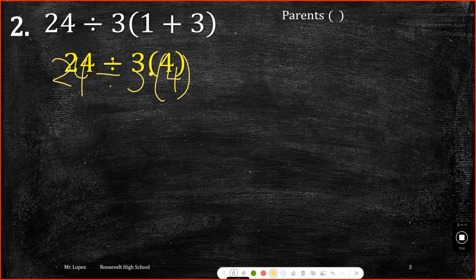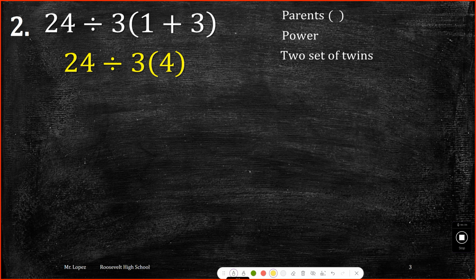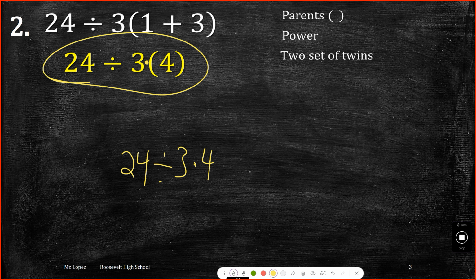Next, do we have powers, exponents? No, we don't. Move on. 2 sets of twins. Here we go. We've got this problem here. I could have rewritten this, and here's probably where some people get confused: well, I see parentheses here, maybe you should do that. Well, in reality, maybe I could have written this down just like this, 24 divided by 3, and gotten rid of that parentheses. And that's probably where people get all confused. These two have the same real meaning. They mean the same thing.